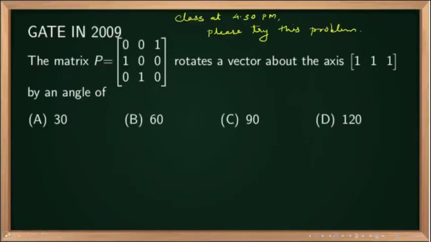The matrix P, which is given as 0, 0, 1, 1, 0, 0, 0, 1, 0, rotates a vector about the axis 1, 1, 1 by an angle of... So this particular matrix, anybody got the answer for this one? Anybody got the answer for this question? I have kept this question as an activity for you. For those who have joined early, you need not sit idle. You can always work out one particular problem I'll be keeping on the screen. Anyone got the answer for this one?